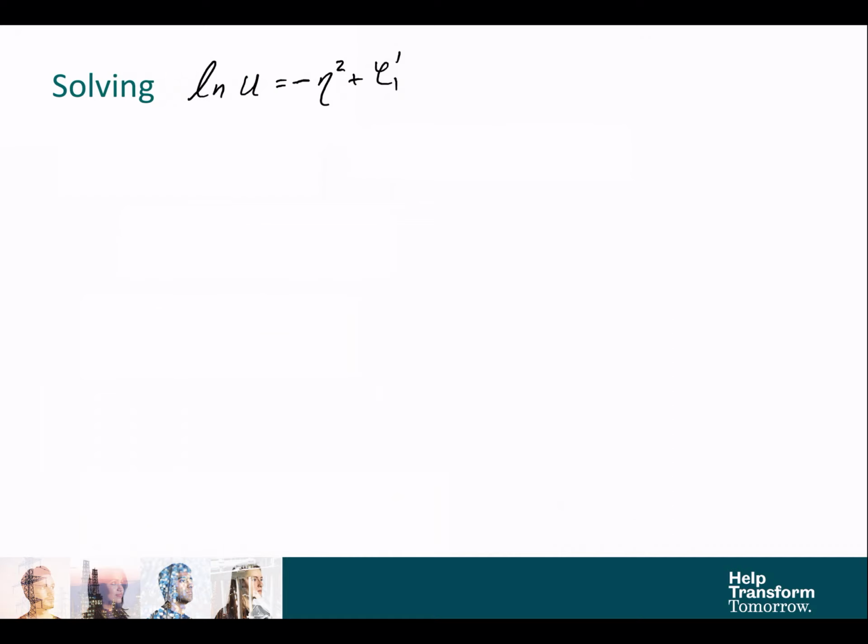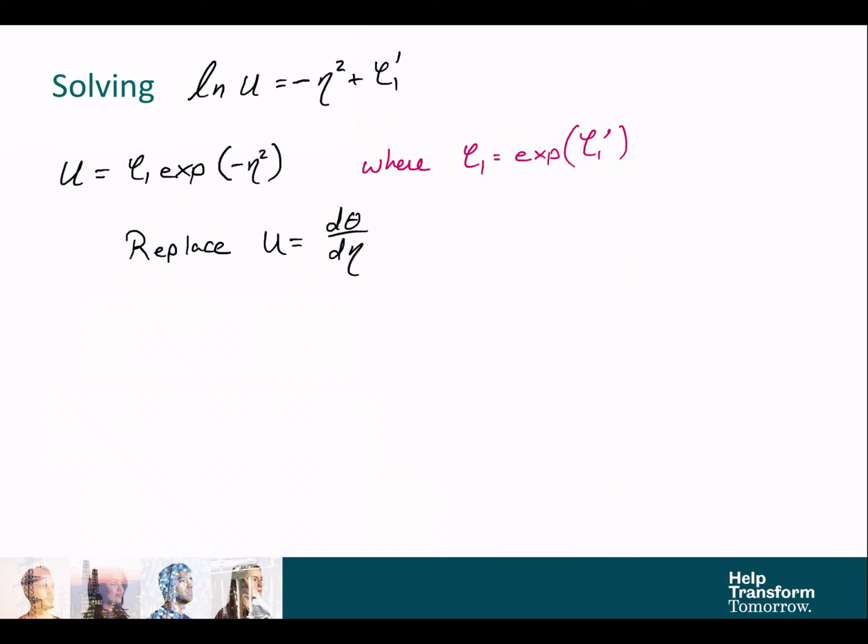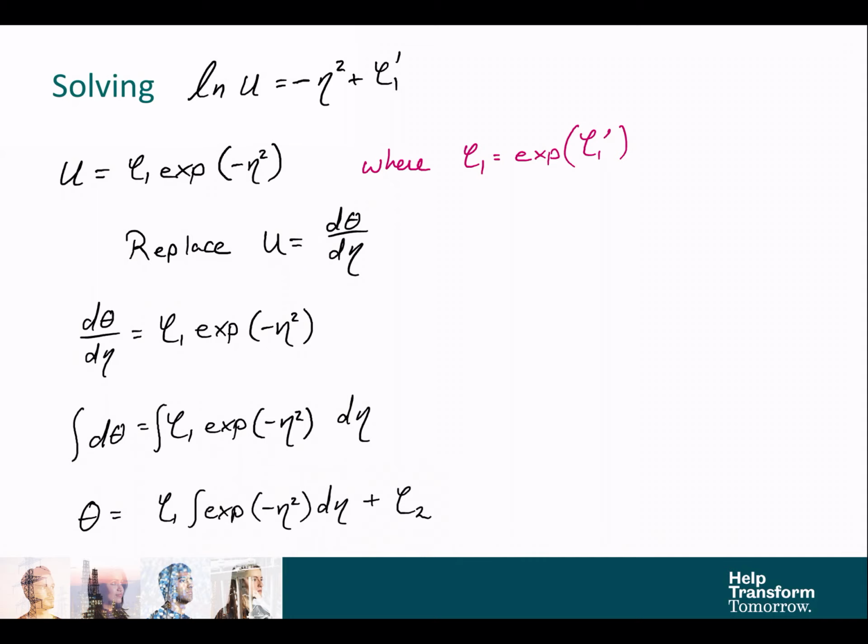Okay, continuing on with our problem, we'll solve for u, and we're just basically lumping our constants of integration to make the expression as simple as possible. And then we replace u back for d theta d eta. And again, we can separate this and integrate it. And when we do that, we get an expression for theta.